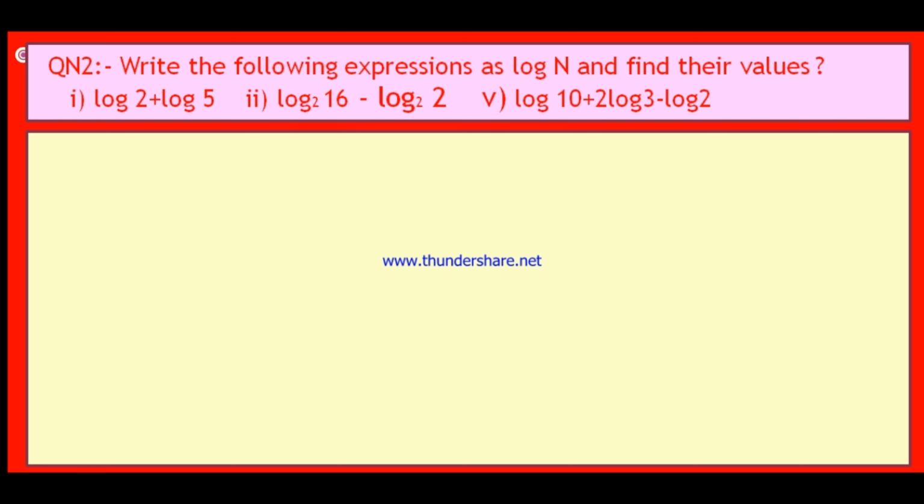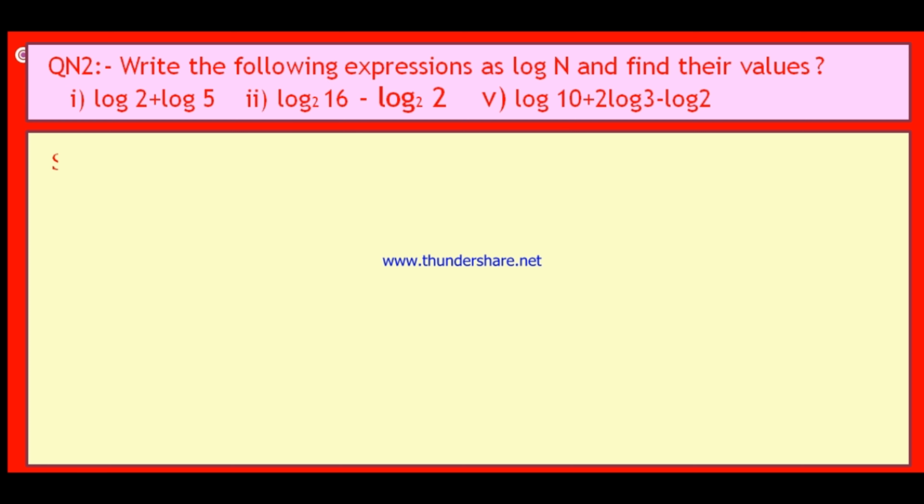I shall repeat. Write the following expressions as log n and find their values. First bit is log 2 plus log 5. Second bit log 16 to the base 2 minus log 2 to the base 2. And fifth bit is log 10 plus 2 log 3 minus log 2.